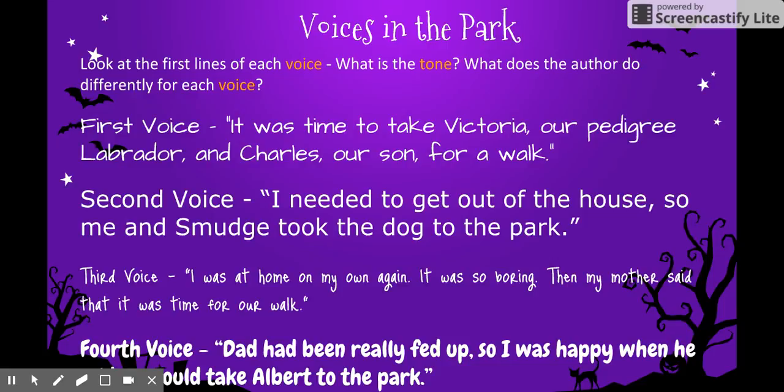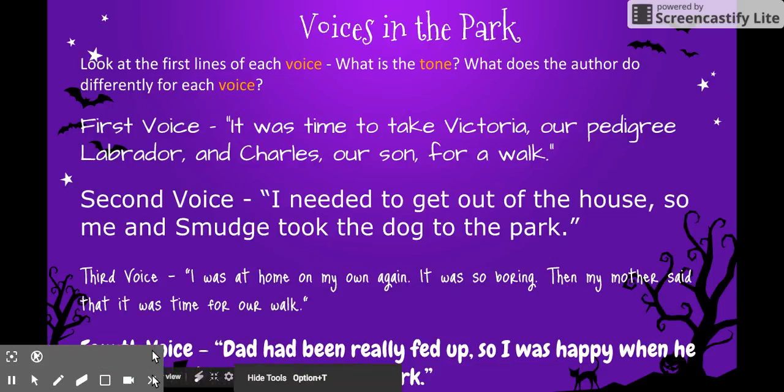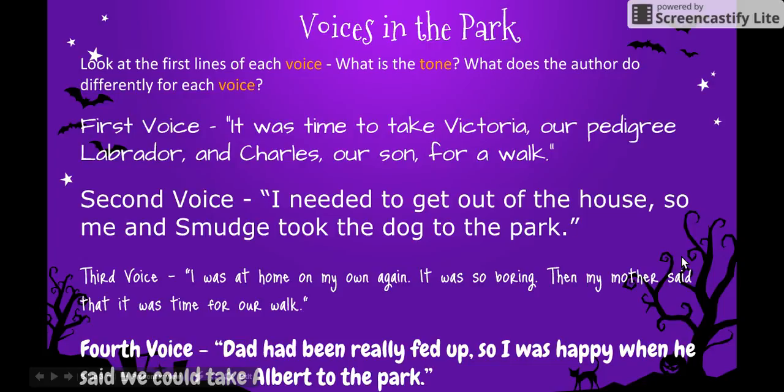The second voice says, "I needed to get out of the house, so me and Smudge took the dog to the park." The third voice says, "I was at home on my own again. It was so boring. Then my mother said that it was time for our walk." The fourth voice says, "Dad had been really fed up, so I was happy when he said we could take Albert to the park."